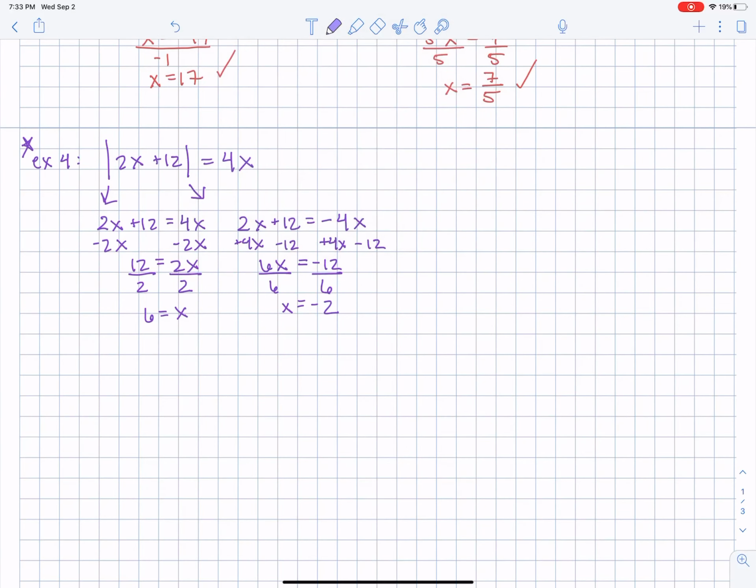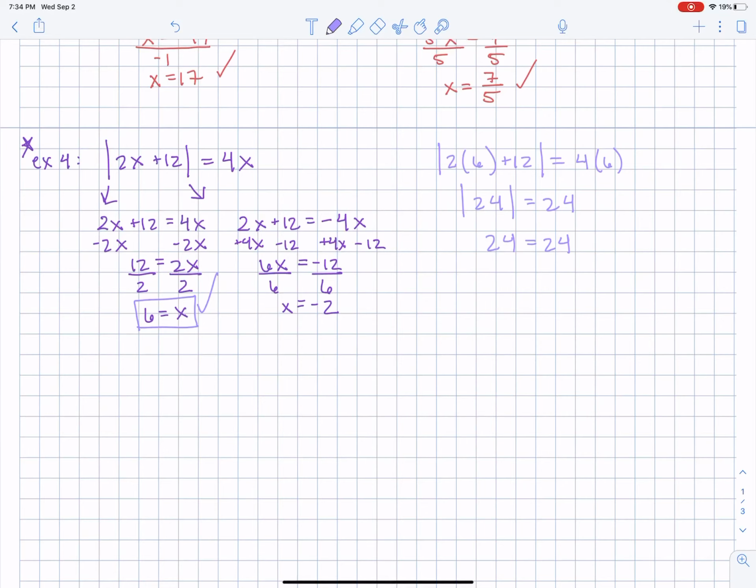I'll switch to a light purple when we're checking. So for this one, I have the absolute value of 2 times 6, I don't like that parenthesis, plus 12 is equal to 4 times 6. Let's go ahead and solve this guy. So absolute value of 12 plus 12 is 24, is equal to 24. 24 for sure is equal to 24. So yes, this guy works right here. x can absolutely equal 6. Let's check our other one.